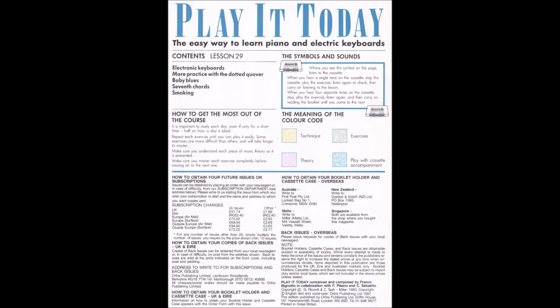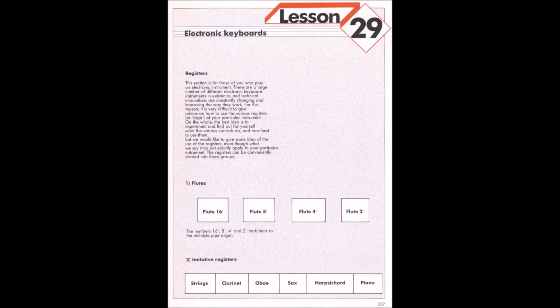Today, Lesson 29. We'd like you to begin this lesson by reading through the first 2 pages of your booklet, pages 337 and 338. When you've done that, we'll listen to some examples of the sort of sounds you can get from an electronic organ using various registers. If this doesn't apply to your own keyboard, either because it's a traditional instrument like the piano, or because it's a completely different model of electronic instrument, we hope you'll bear with this. You can, of course, skip this section if you want.